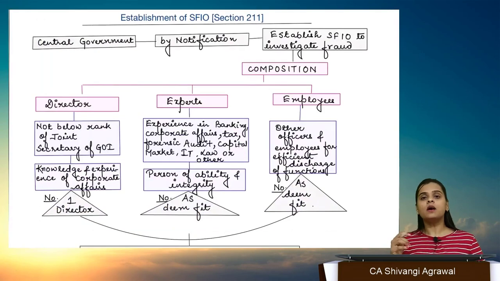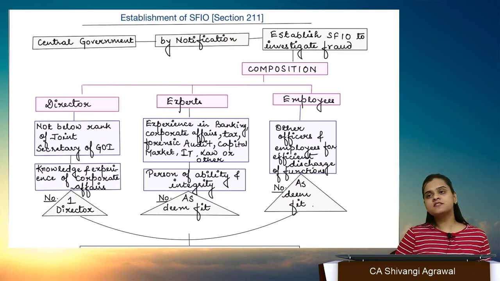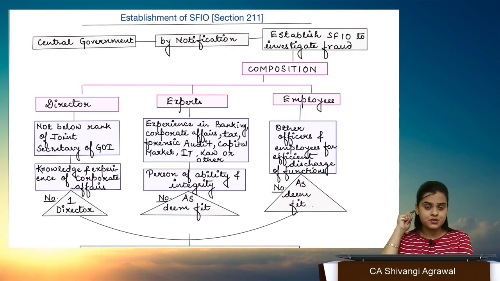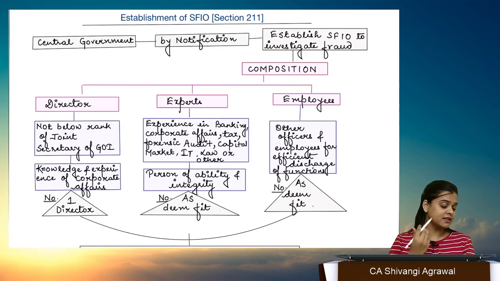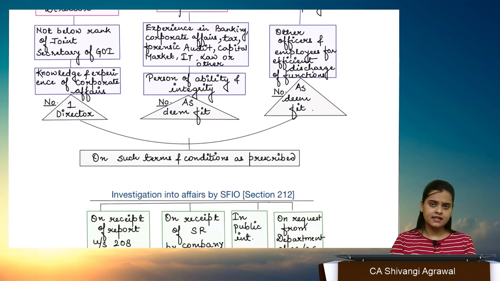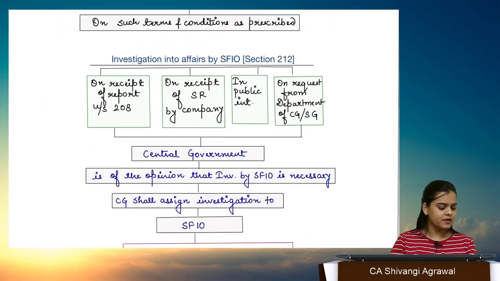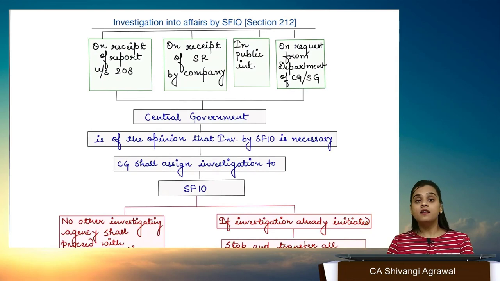Okay, now SFIO comes into the picture. What is SFIO? The establishment of SFIO is given in section 211, which is not a very important section. It just tells us about the composition. CG has the power that by notification it can establish SFIO, and it has done that. Head office, Delhi; it has a director, experts, a number of employees, terms and conditions as prescribed, etc. Now, the important section is 212.